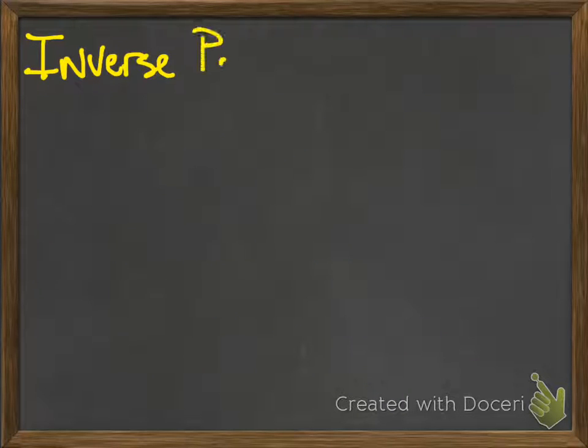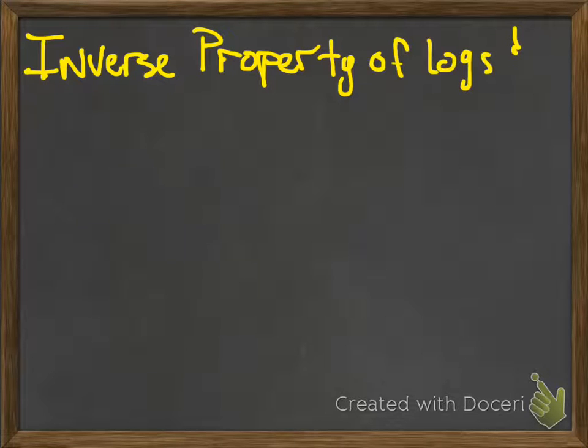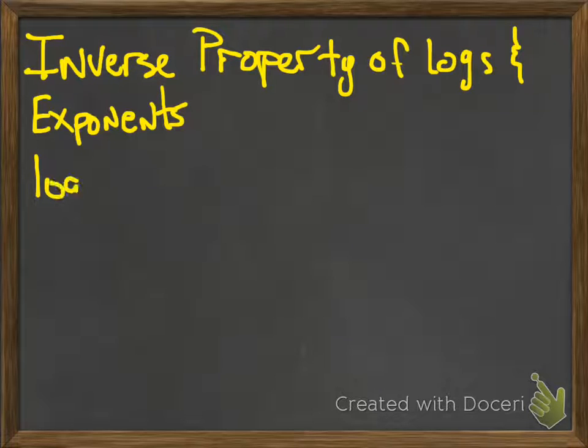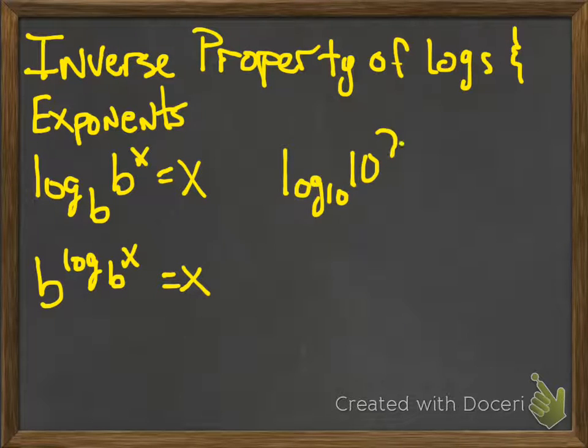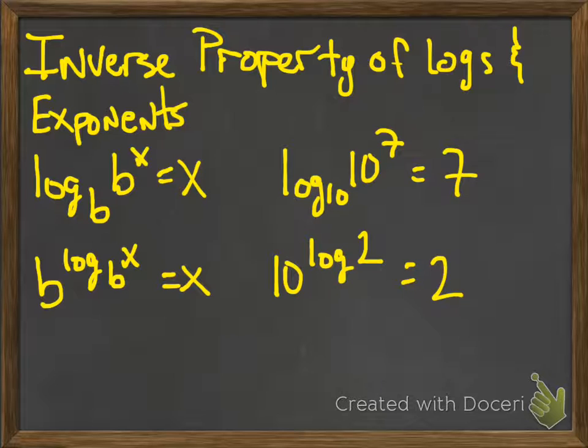Okay, the inverse property, this is also another big one. This is what allows us to actually solve exponential and logarithmic equations. The idea on this one is that we know that logs and exponents are kind of opposites of each other. So if I have log base b of b raised to the x power, it would equal just x. Or b raised to the log base b of x would just be x. And you can see a couple of examples there.